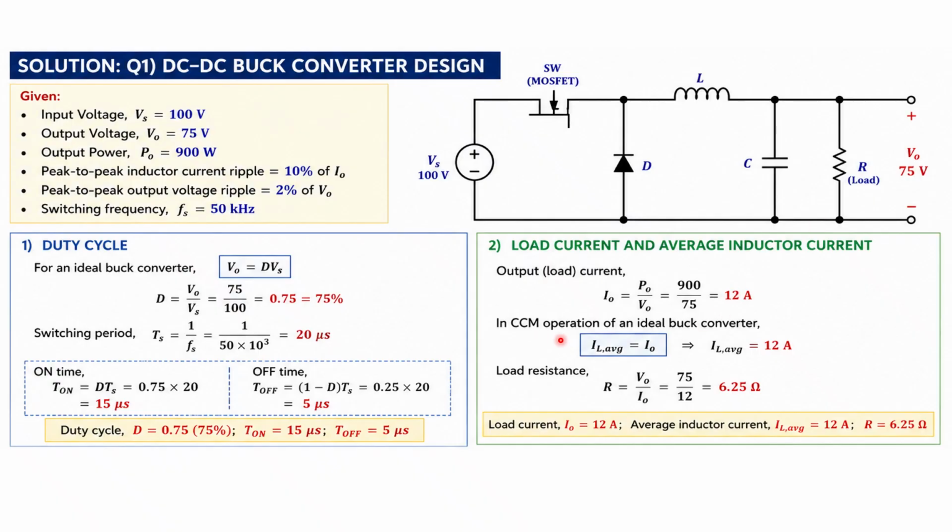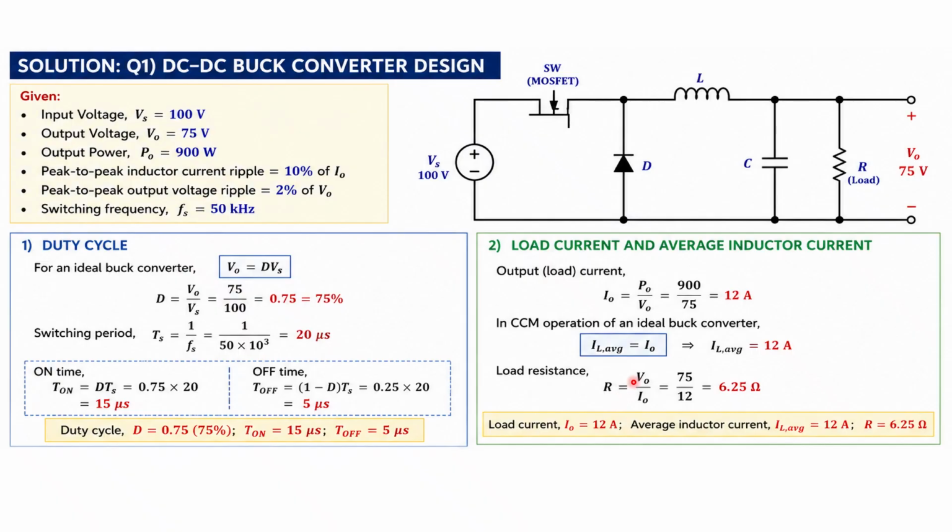Now, in continuous conduction mode, it is already given in the question that this buck converter is operating in continuous conduction mode. So average inductor current is equal to the average load current. Since we have calculated the load current, the same value is your average inductor current. So average inductor current is the same 12 ampere. Now you can calculate the load resistance.